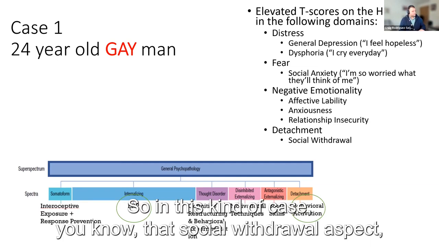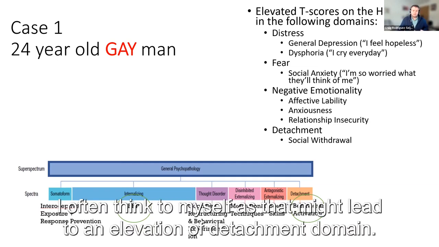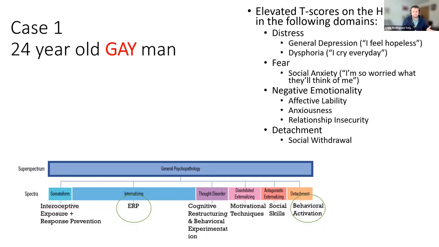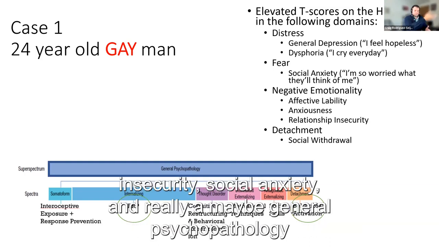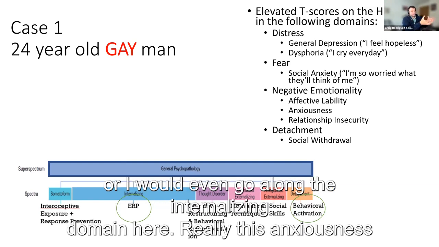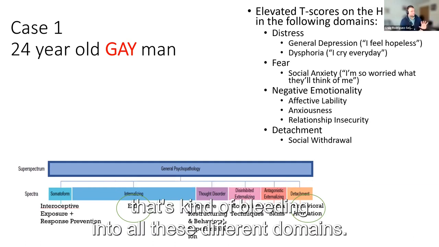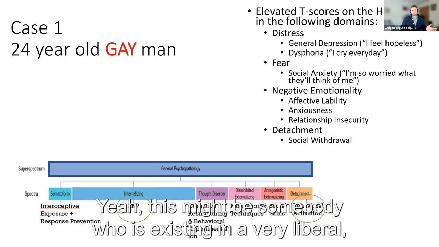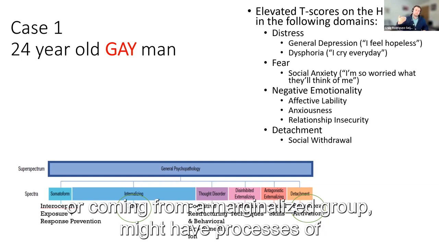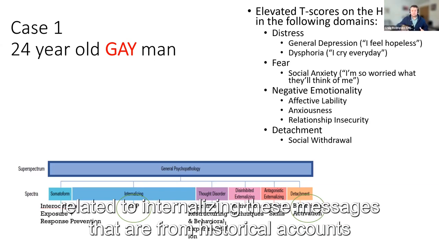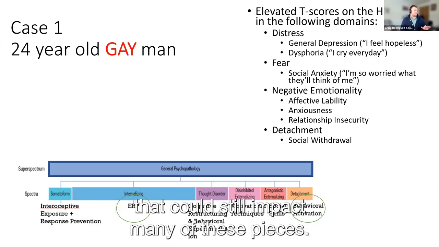So in this kind of case, that social withdrawal aspect might lead to an elevation of the detachment domain, but is it a lack of interest in activities or relationships? Or is there something else? Is this related more to a mixture of relationship insecurity, social anxiety, and maybe general psychopathology, or I would even go along the internalizing domain here, really this anxiousness that's bleeding into all these different domains. So again, understanding the context: this might be somebody existing in a very liberal, very accepting community, and still, by virtue of coming from a stigmatized, marginalized group, might have processes related to internalizing messages from historical accounts that could still impact many of these pieces.